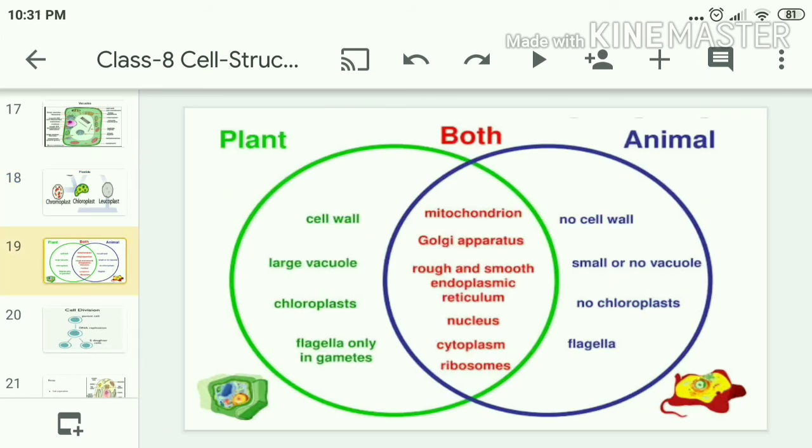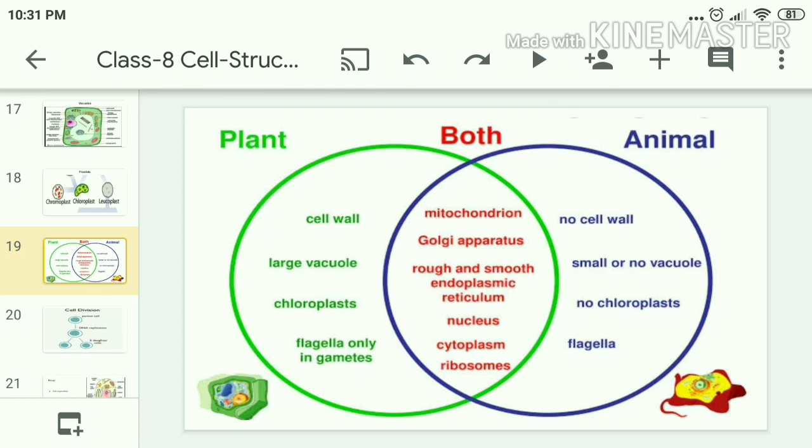And till now we observed what organelles are present in the plant cell and what organelles are present in animal cells. And what are the common organelles which are present in both? They are mitochondria, Golgi apparatus, rough and smooth endoplasmic reticulum, nucleus, cytoplasm and ribosomes.